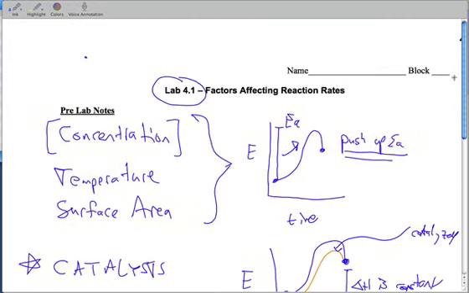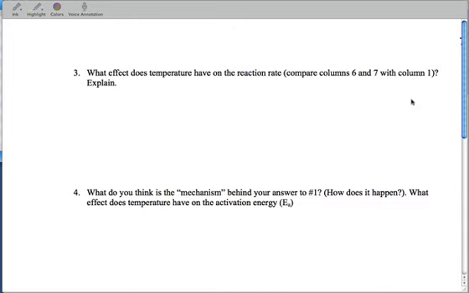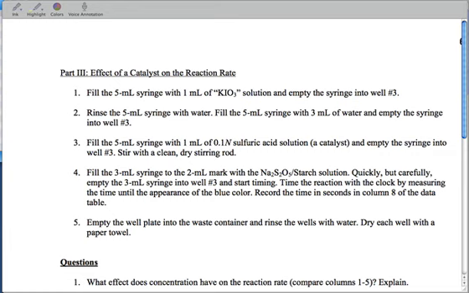So the catalyst drops E sub A. Now in this lab 4.1, I'm not going to be going over the data. I actually don't have the PDF of that. But we did see that we looked at concentration, we looked at temperature, and we looked at the effects of a catalyst. So let's go on to the questions, the main part that we just want to make sure you guys have a firm understanding on.